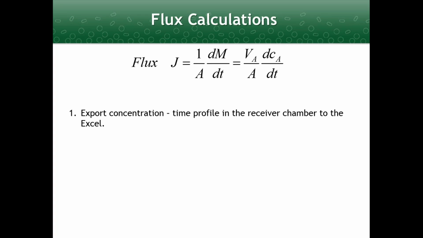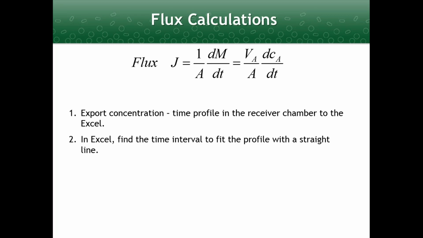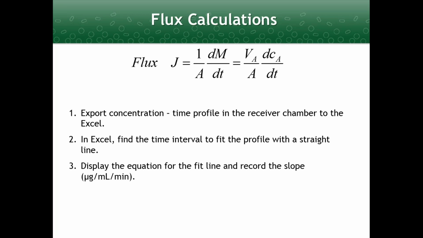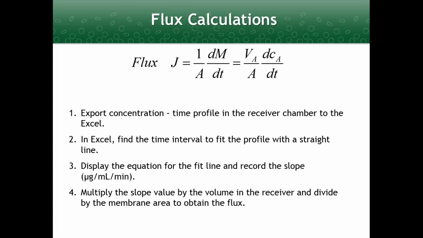Export the concentration time profile in the receiver chamber to Excel. In Excel, they find the time interval to fit the profile with a straight line. Display the equation for the fit line and record the slope of this line. And finally, they normalize by multiplying the slope value by the volume in the receiver and dividing by the membrane area to obtain the flux value.